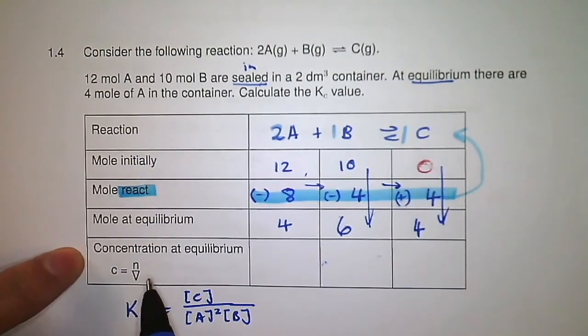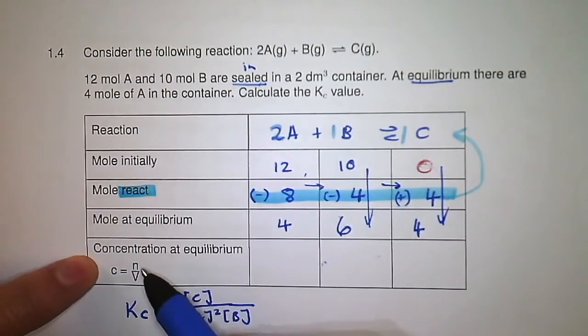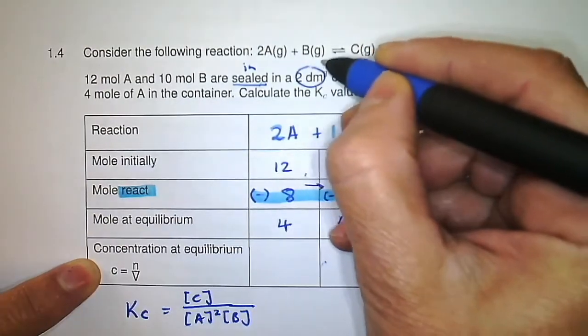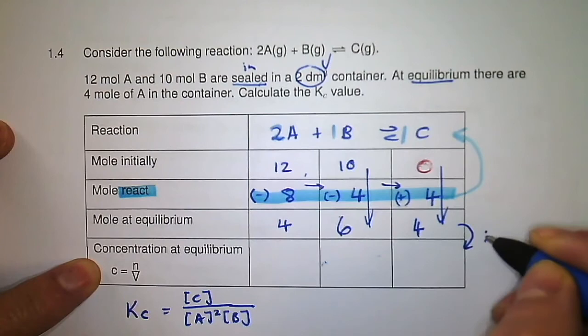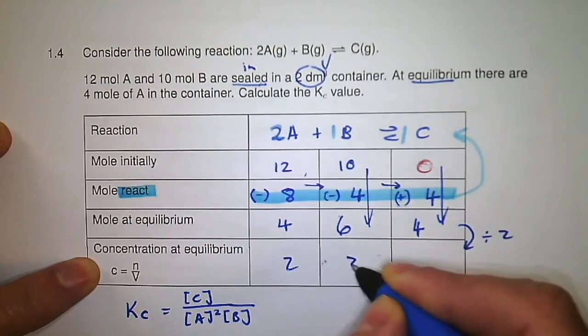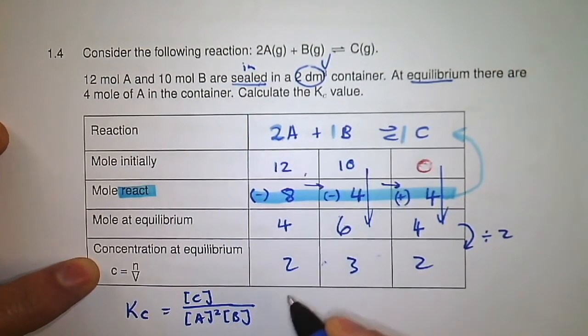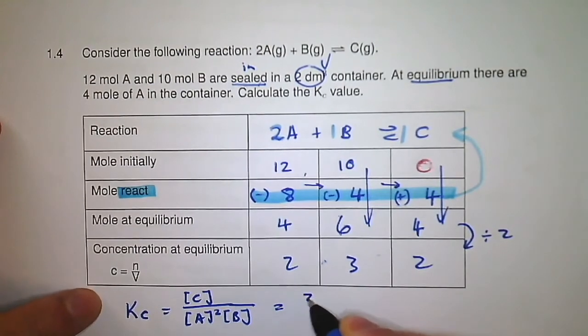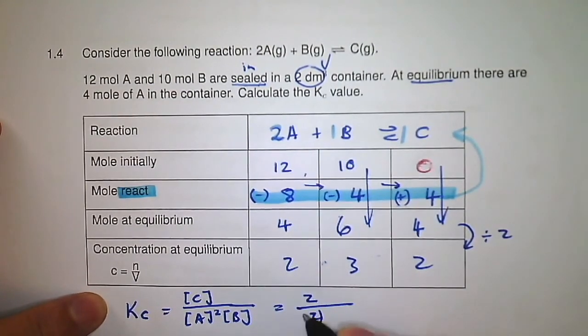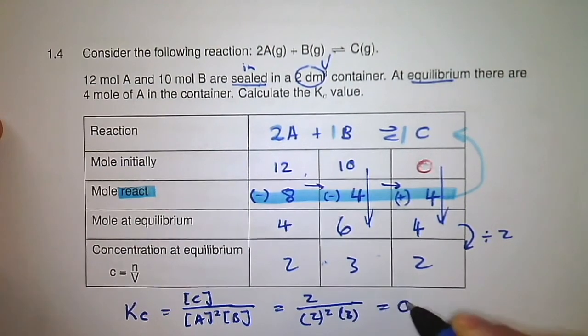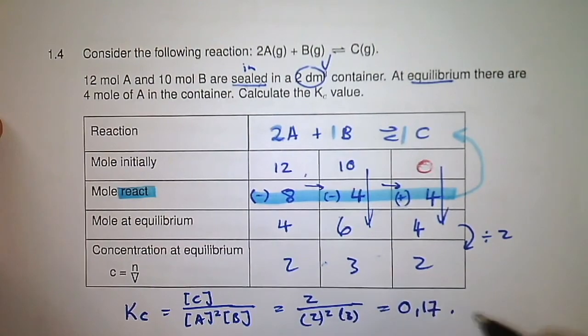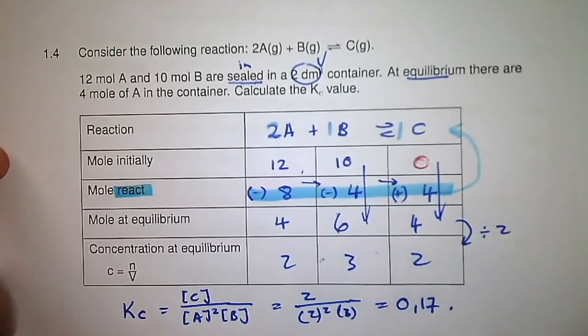Now I have to get the concentration by dividing by the volume. Volume, yes, over there, right? So I have to divide by the volume, which means divide by 2. So I end up with 2, 3, 2. And then if I put it in here, C being 2, A being 2, and remember to the power of two, and then 3, and then you end up with 0,17. And there I've calculated the Kc value.